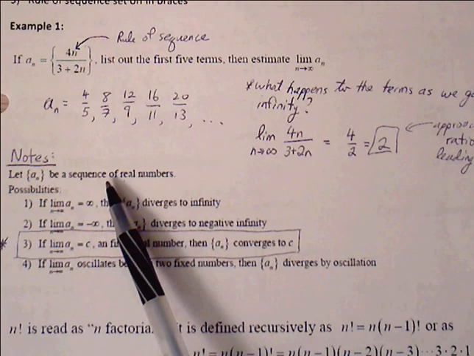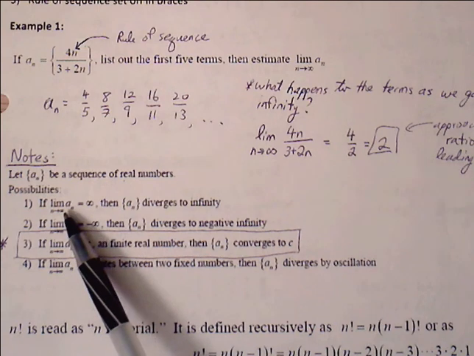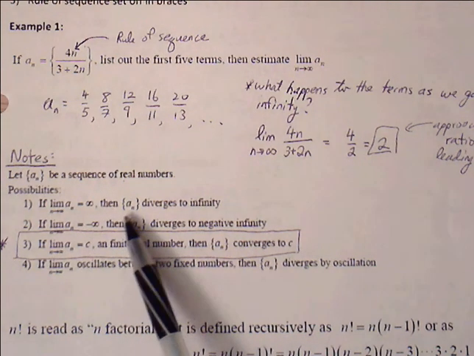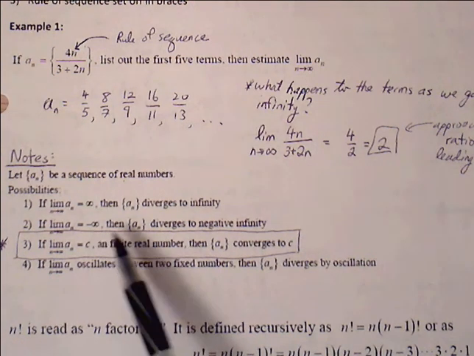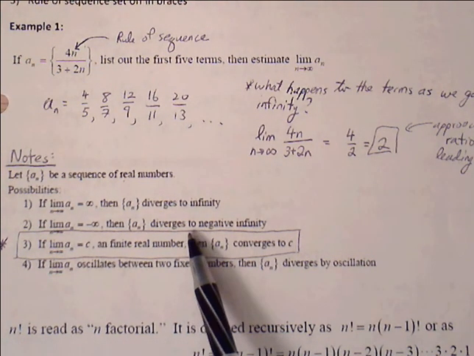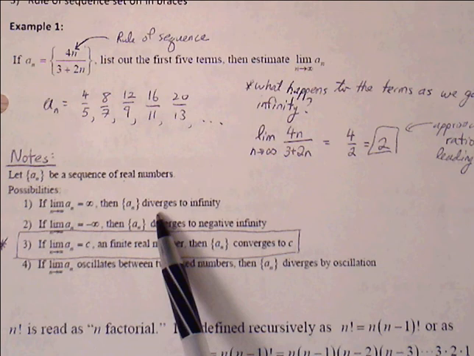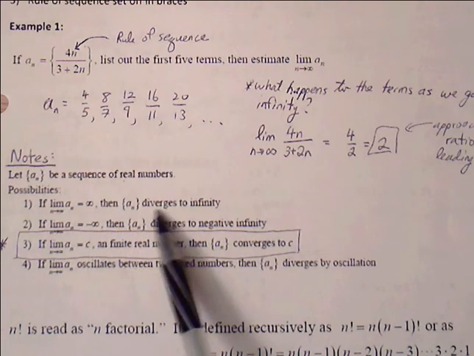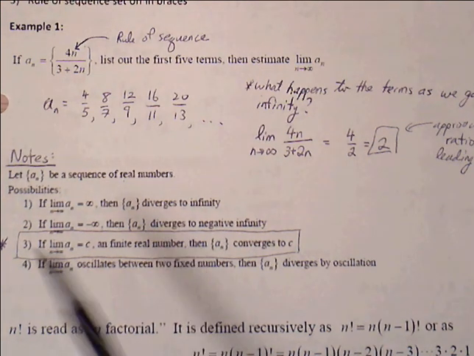So some notes here. Let a sub n be a sequence of real numbers. If the limit of a sub n as n approaches infinity is equal to positive infinity, then we say that our sequence diverges to infinity. And if its limit goes to negative infinity, then we say that our sequence diverges to negative infinity. Basically, as we follow the values of the sequence, we see that the value does not come together to a finite number, but it just keeps increasing to infinity. So we say those are divergent sequences.